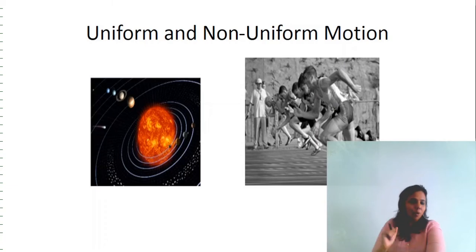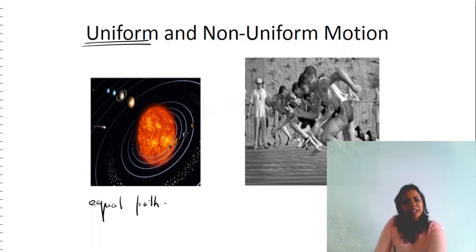Okay. Now come to the types of motion. There are two types of motion here, uniform motion and non-uniform motion. What is uniform motion? If equal distance is covered in equal time intervals, that is called uniform motion. Now we will take a first example. All the planets move around the sun in a circular path with equal velocity. They cover an equal path in equal time intervals, so that is called uniform motion.